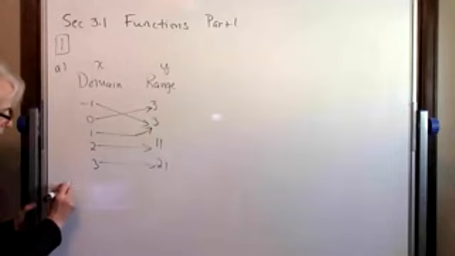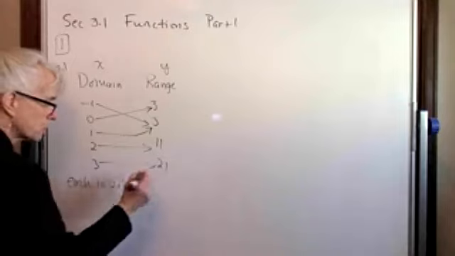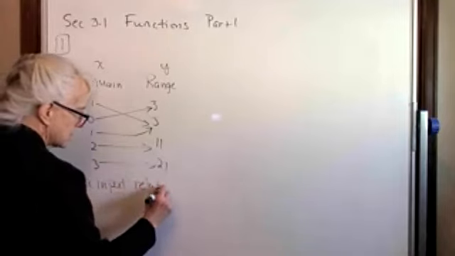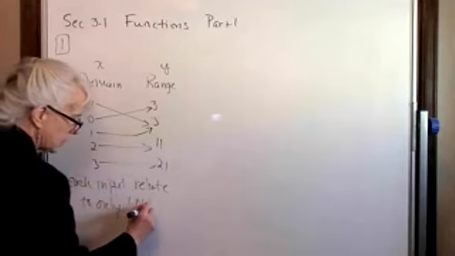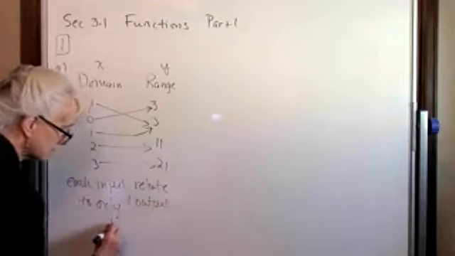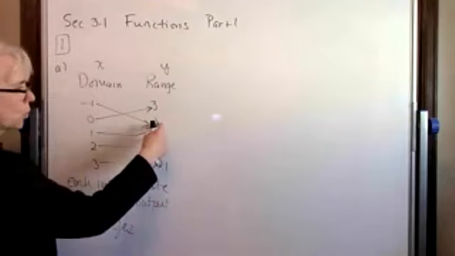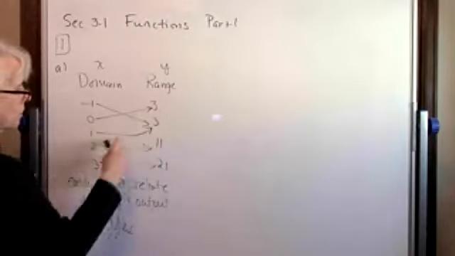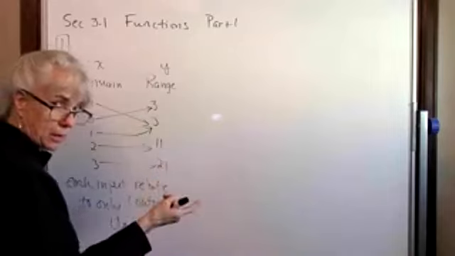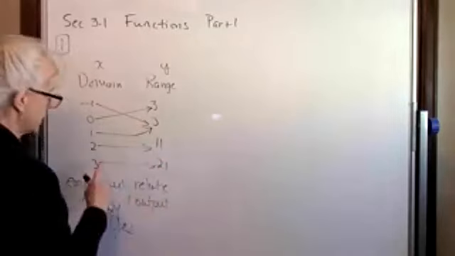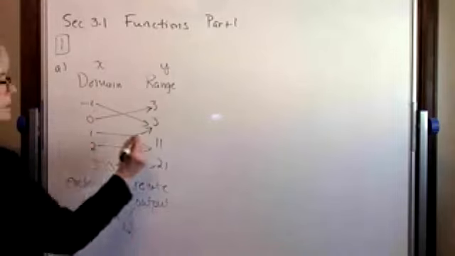And what you ask yourself is, does each input correspond or relate to only one output? And the answer is yes. And that's what makes this a function. -1 corresponds to 1 output. 0 corresponds to 1 output. 1 corresponds to 1 output. It's okay if they correspond to the same output. They can only correspond to a single output. 2 corresponds to 11, and 3 corresponds to 21. So this first one is definitely a function.